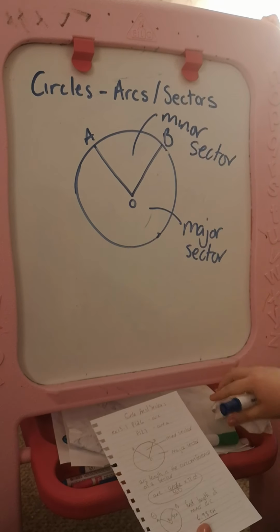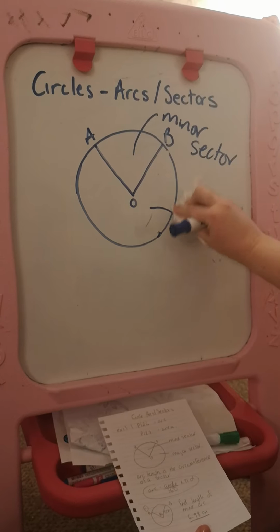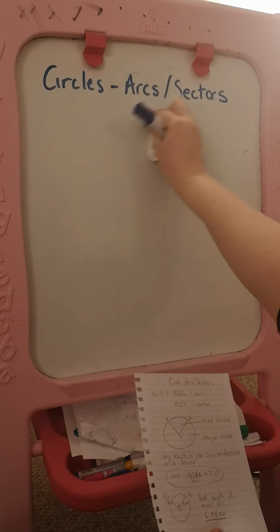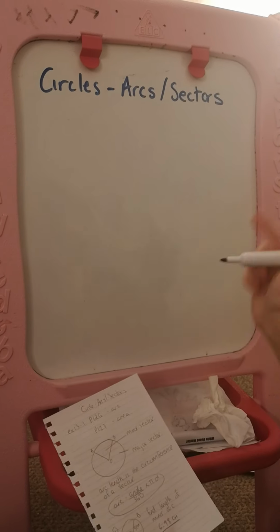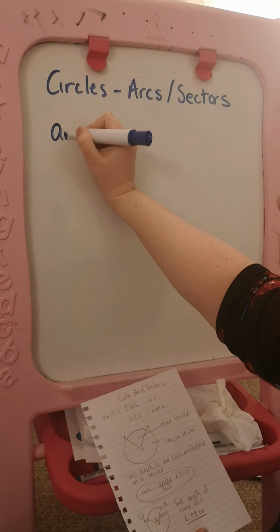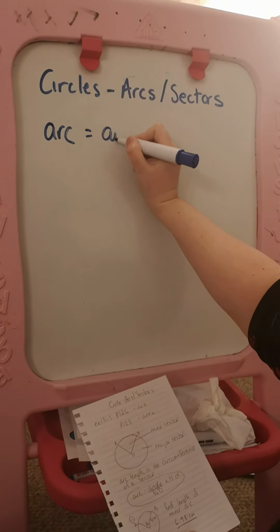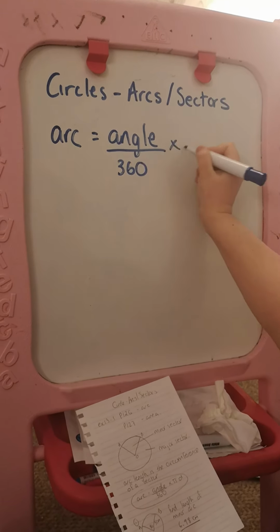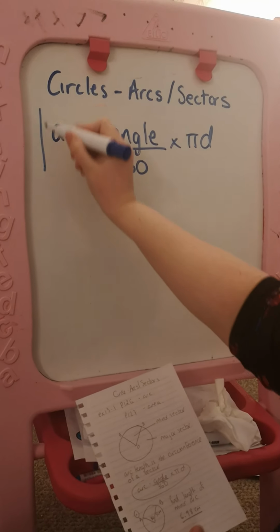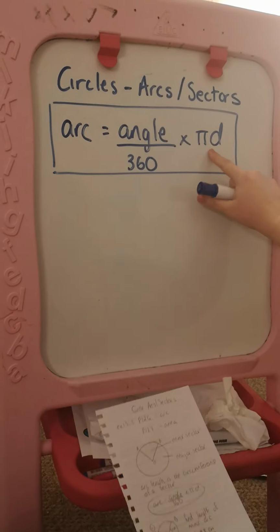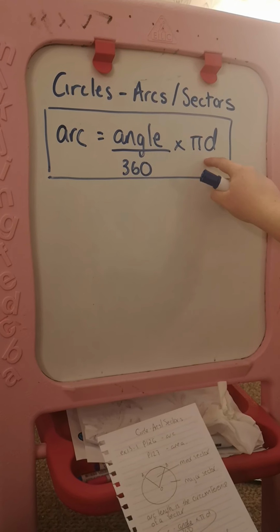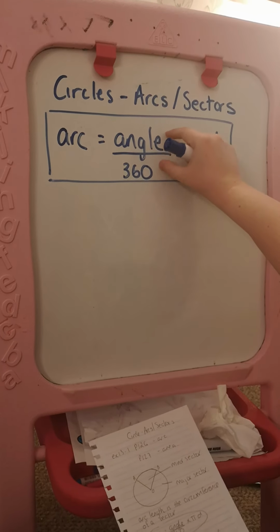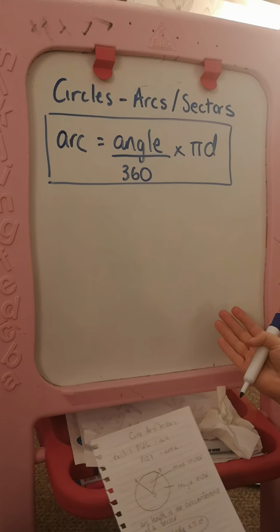So this bit here is called a sector, and what we're going to be looking at today is how to find the arc length of a sector. Let's go back to that pizza. If I wanted to know the length of the pizza crust, that would be your arc length. So arc length is given by this formula: arc equals the angle at the middle of the sector over 360 times pi d. Pi d, we should hopefully recognise, is the formula for circumference. C equals pi d gives you the total circumference of a circle. We only have part of a circle, so the angle over 360 denotes the fraction of that circle.